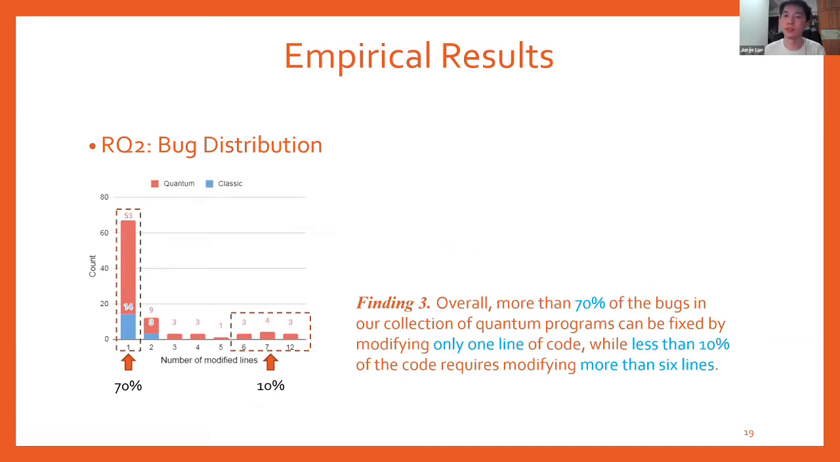And this figure shows the statistics of the number of lines needed to fix classical bugs and quantum-specific bugs in quantum programs. And thus, we have finding 3. More than 70% of the bugs in our collection of quantum programs can be fixed by modifying only 1 line of code, while less than 10% of the bugs require modifying more than 6 lines. This implies that the cost of fixing bugs is generally low in existing quantum programs.